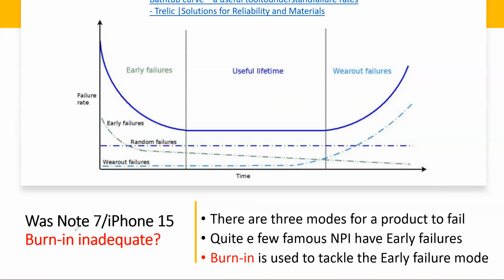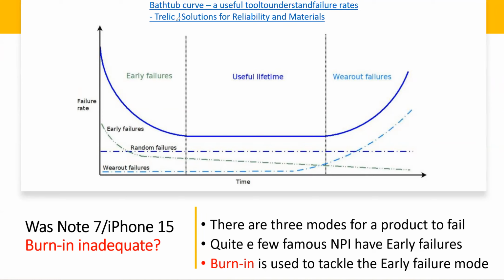We introduced the Note 7 reliability last time. We said that the Note 7 and iPhone have these early failures. And reliability has three modes: the early failure, the random failure, and the wear out failures. The composition of these three lines forms this bathtub-shaped curve. And we try to describe this curve mathematically, in the language of statistics.